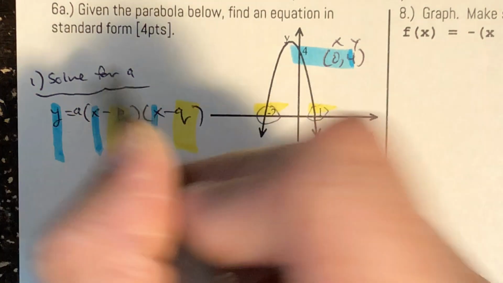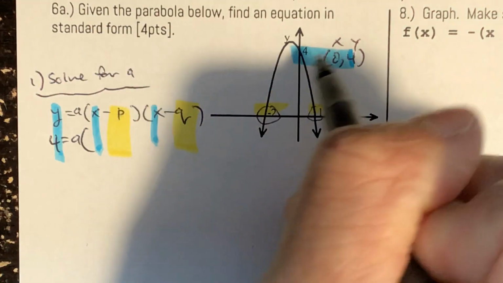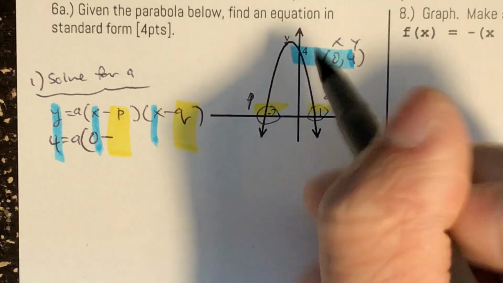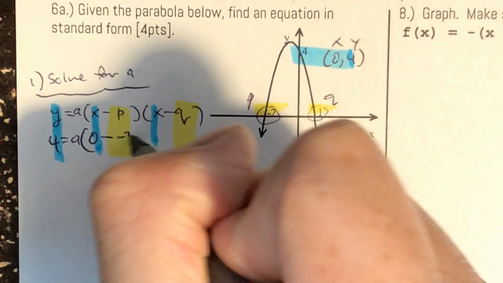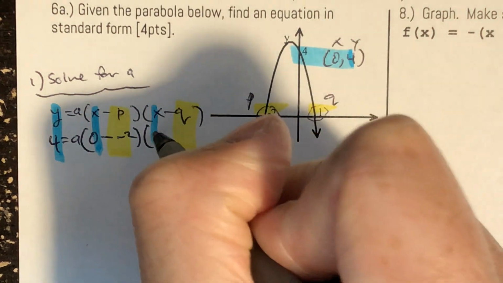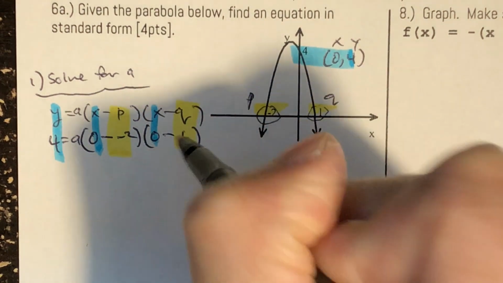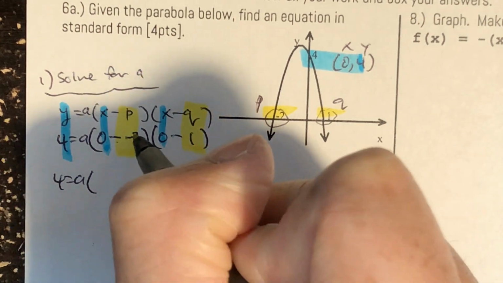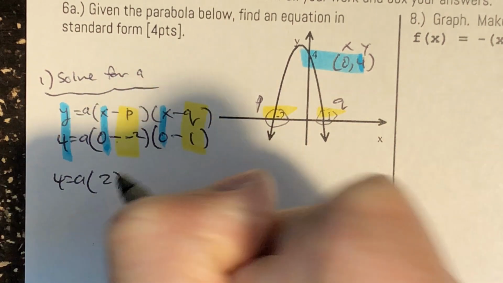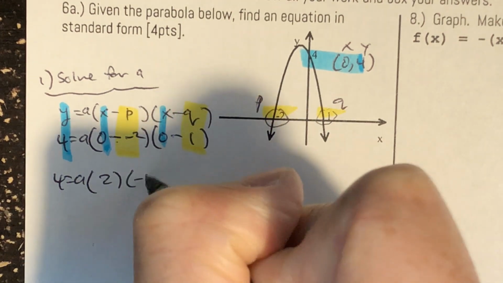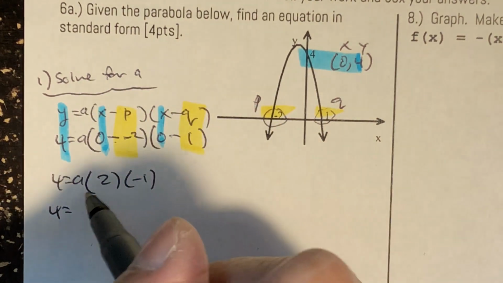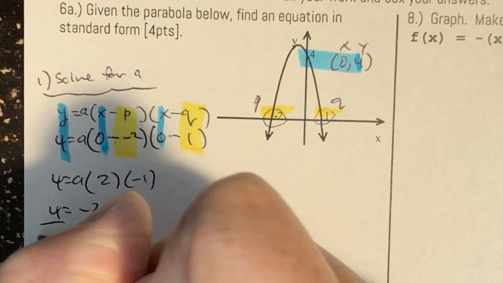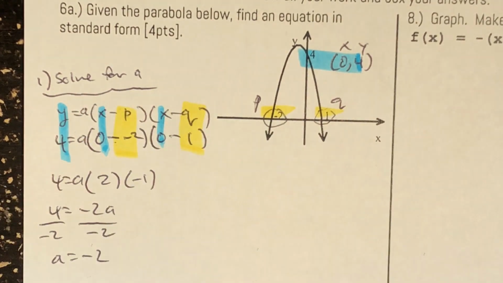So my y value is 4. A value, x is 0. My p value doesn't matter. It doesn't matter what you label them. So minus 2. X value is 0. Q value is 1. So you get 4 equals a times 0 minus negative 2, opposite of negative is plus 2. So 0 plus 2 is 2. 0 minus 1 is negative 1. So I have 4 equals 2 times negative 1 is negative 2a. And then divided by negative 2, a should equal negative 2.